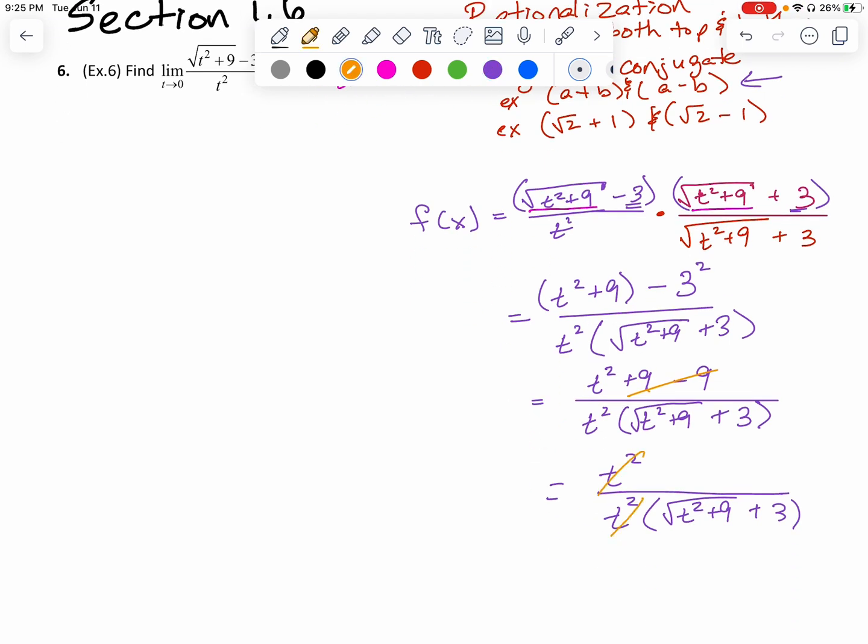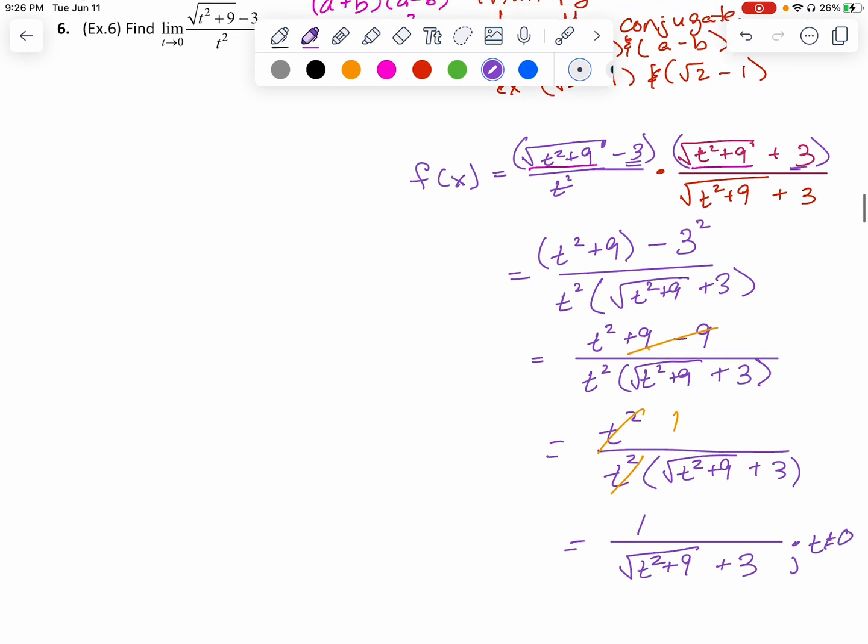Now my t squareds will cancel, and this just becomes 1. So that's 1 over the square root of t squared plus 9, plus 3. Now when I plug in 0, I don't have 0 in the denominator anymore. I do want to note that if it's f of x, then 0 is still not in the domain, so t is not equal to 0 because of the original domain.